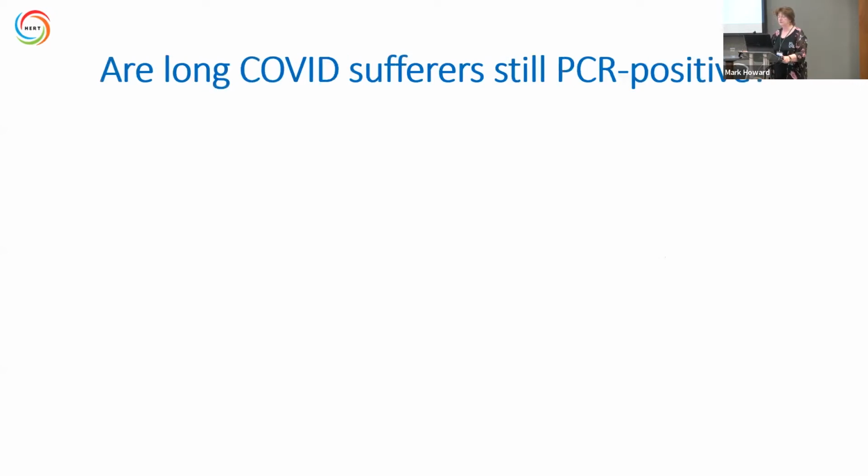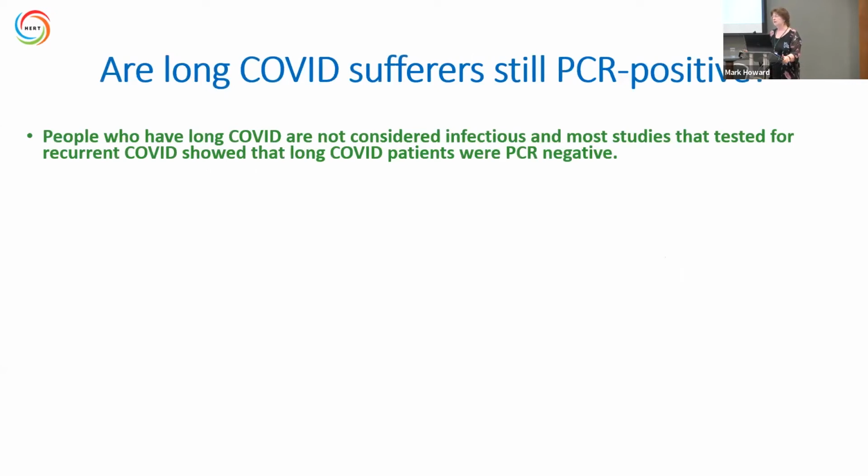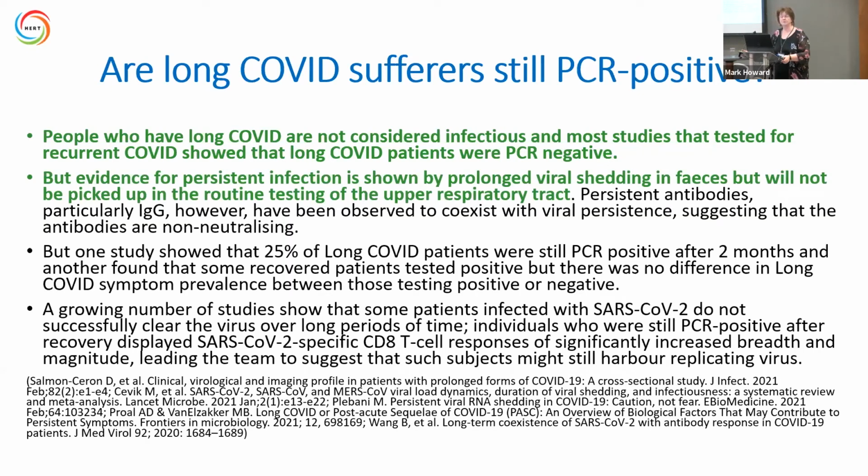So are long COVID sufferers still PCR positive? Well, very often not. But that's because when you take a PCR test, or lateral flow for that matter, you're testing the upper respiratory system. Now, if the viral reservoir is there, you might pick it up. But if the viral reservoir is not there, then you won't. And the viral reservoir is most likely in the gut. And so here we are. Evidence for persistent infection is shown by prolonged viral shedding in feces.